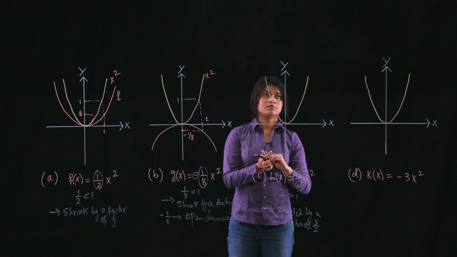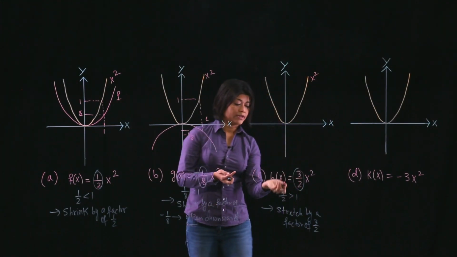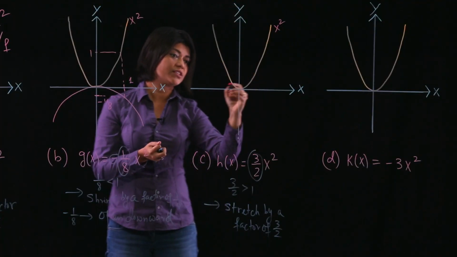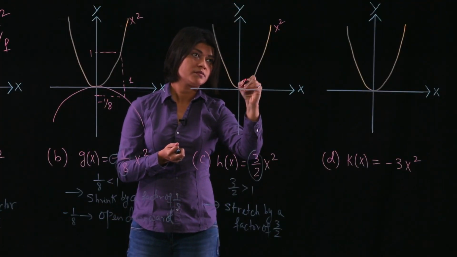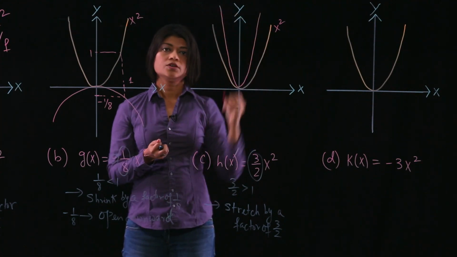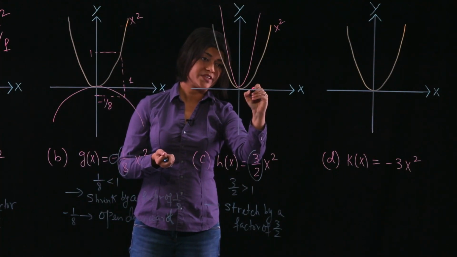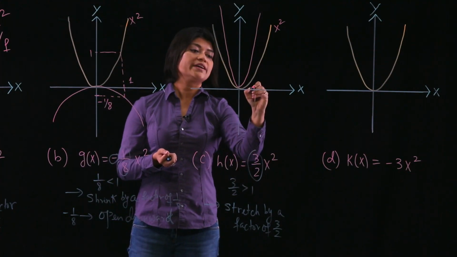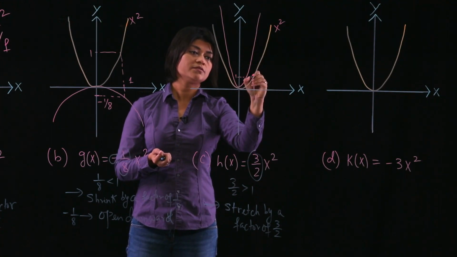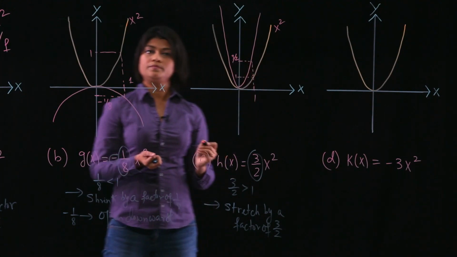Which means, so this is the graph of x squared, h of x is getting stretched vertically, which means it will look something like this, roughly. If you compare at an x value, say x equals 1, for x squared the y value is 1, but for the new function you get the y value to be 3/2.